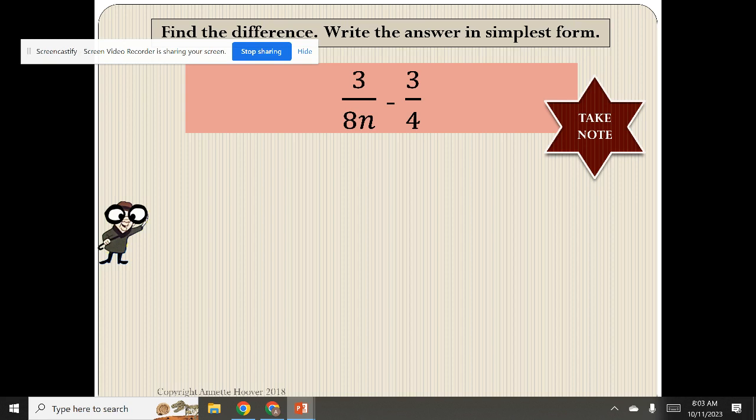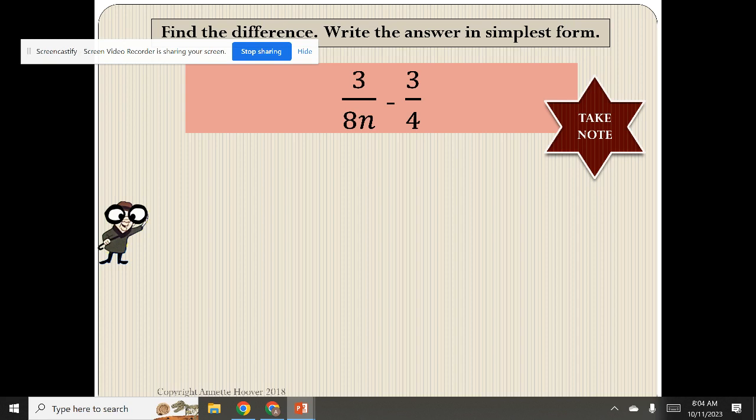I have to multiply the 4 times 2 to get 8. The n is not a part of the denominator here, so I'm also going to multiply that times n. So think about it. What is 4 times 2n? Well, that is 8n, which is what our denominator is.